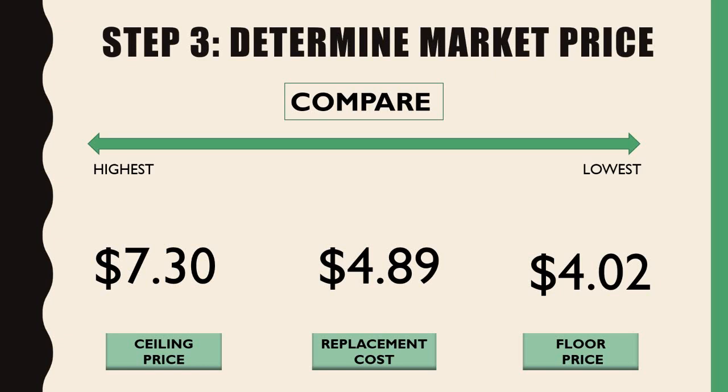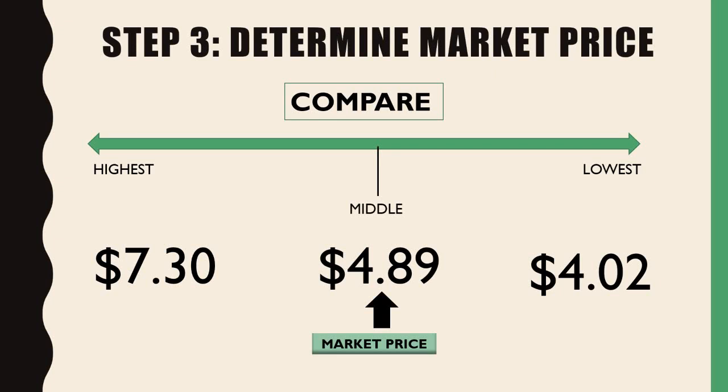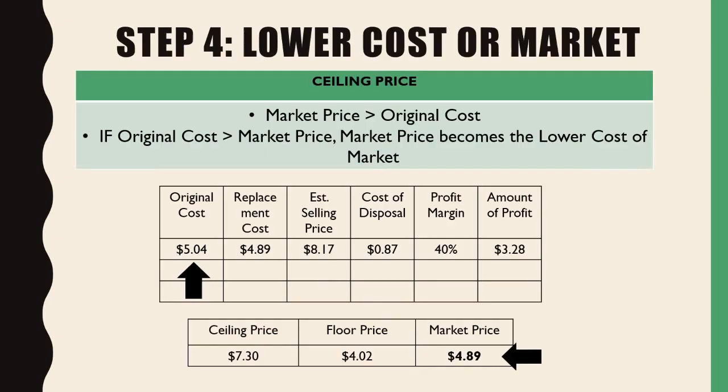So in this case, which value am I going to choose? The middle value, which is my $4.89, and that's going to be my market cost or my market price. So that's the idea here: we're comparing these exact numbers so we can determine which value is going to be in the middle. In this case, my $4.89 is in the middle.